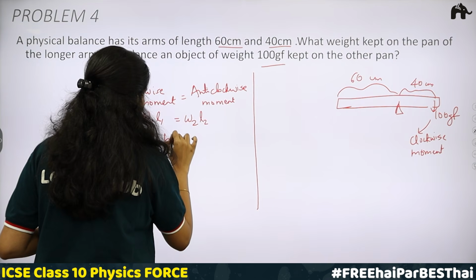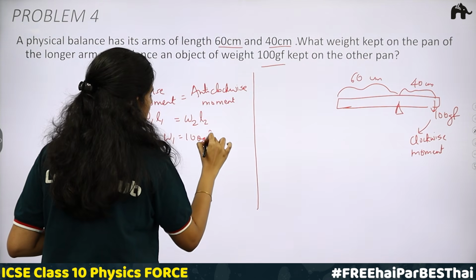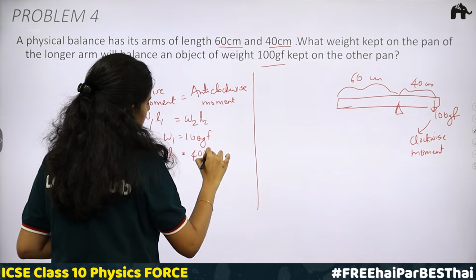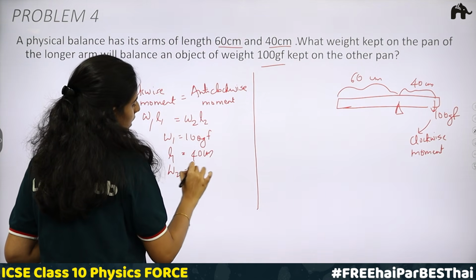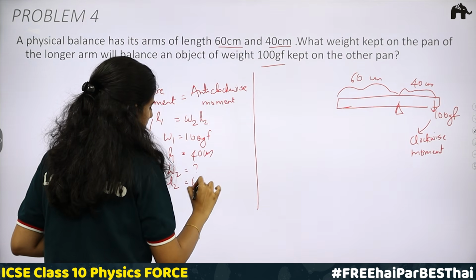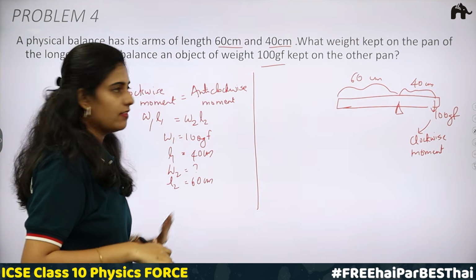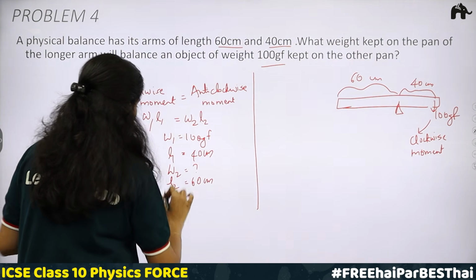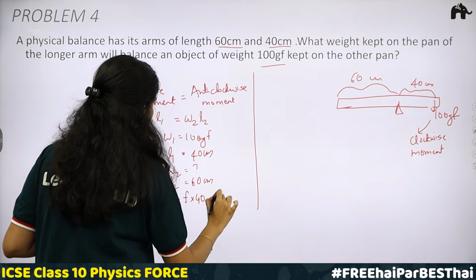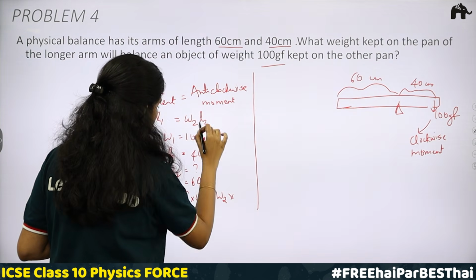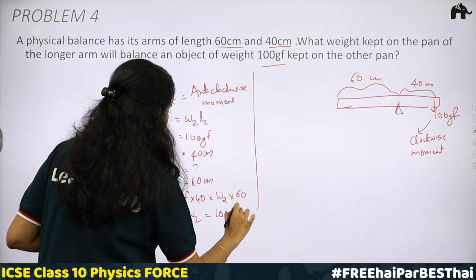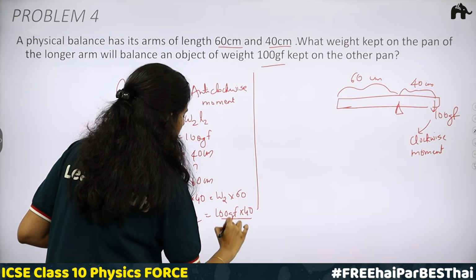Here W1 is 100 GF. L1 is the distance. Here it is 40 centimeter. W2 we need to find, and L2 we know, which is the longer arm, 60 centimeter. Put the values. W1 100 GF. L1 is 40. W2 we don't know. L2 is equal to 60. Then what is W2? 100 GF into 40 by 60.